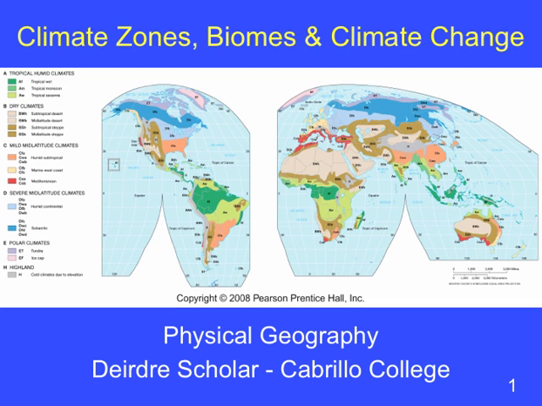We're going to be talking about climate zones, biomes, and climate change this time round. Taking a look at the figure here on slide one, it's a world map with lots of colors on it. And there are actually, I think, 25 different climate subtypes in this map. Lots of variation in climates on Earth.